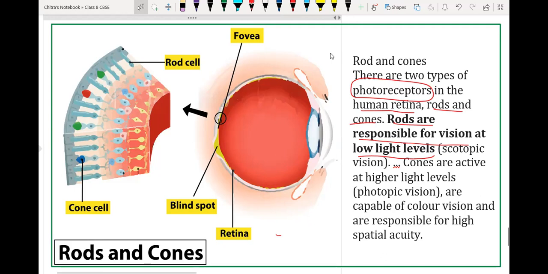Sir, it activates when we switch off the light, no, sir? Sir, rod cells take time to activate when we switch off the light, no, sir? It takes a certain time, yes. One or two minutes? Yes, not one or two minutes, seconds, a fraction of a second.